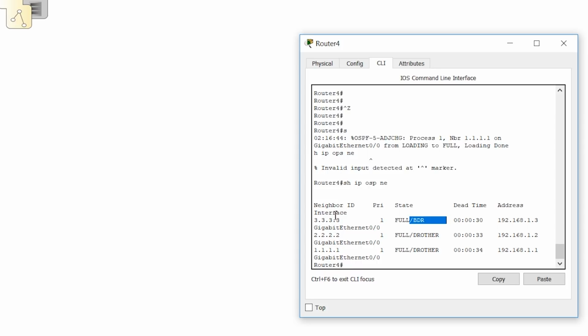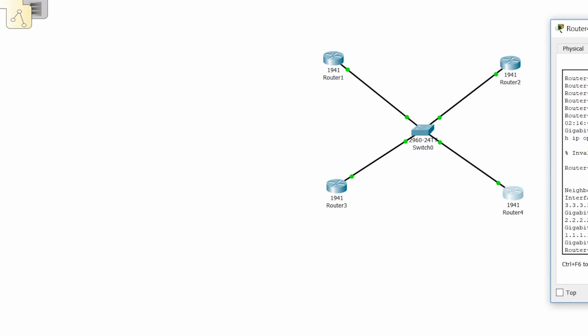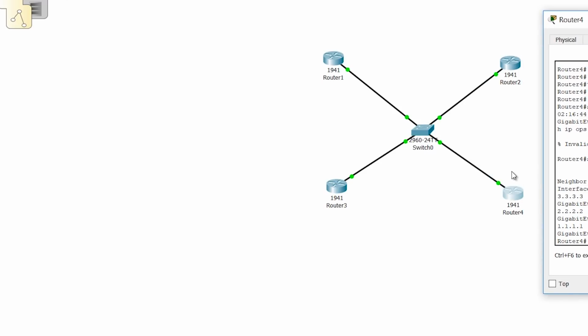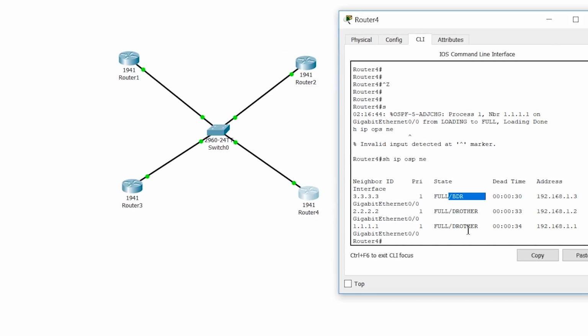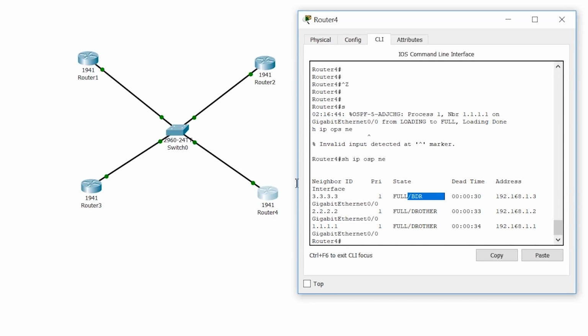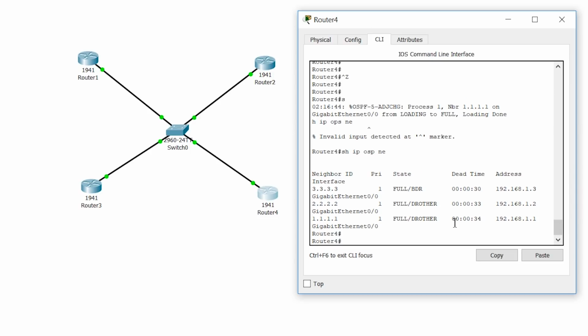Now because I reset it in such a way, I reset this first. So by the time it came, it was only one, and then by the time the second device came, it did an election and he became the DR. If all 4 devices come into the election, now router 4 is going to win the election. So he's become the DR. Router 3 is BDR, and two other devices are in DR other state.